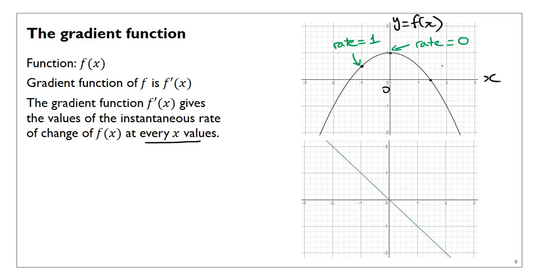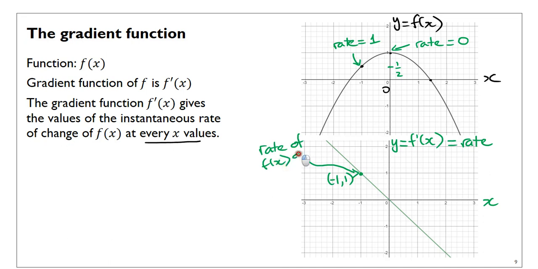When I draw the gradient function, it has the same x value, but the y value of the gradient function is going to be the rate of change, shown in red. So at x equal to -1, y on the original graph is, I think, a half, but the red is 1. When you look at the graph of the gradient function, this point has coordinates (-1, 1). This is telling you that the rate of change of f of x at x equal to -1 is 1. So the y value of the gradient function is the instantaneous rate of change of f of x.